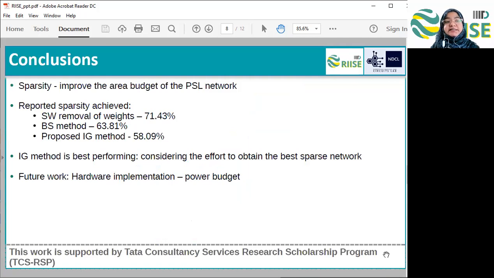To conclude, sparsity is explored to improve the area budget of the PSL network, performing the image completion. Comparison from all the methods is listed here. Although the sparsity achieved from the proposed method is slightly lower than the binary search method, considering the performance and the computational demand of all the three methods, the information gain method is the best performing. We have only used a generic pbit model, and hardware implementation of pbits using MTJs is intended as the future work.